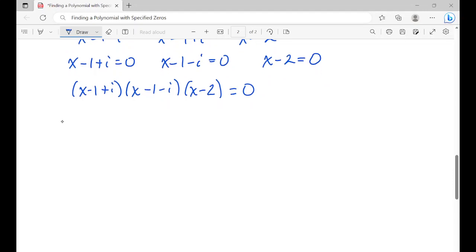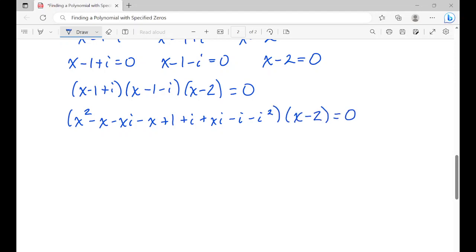So I'm going to get x times x, which is x squared, x times negative 1, negative x, x times negative i, negative xi, then negative 1 times x, negative x, then negative 1 times negative 1 is positive 1, and then negative 1 times negative i is positive i, and then i times x is xi, i times negative 1, negative i, and then positive i times negative i is negative i squared, times (x minus 2), equals 0.